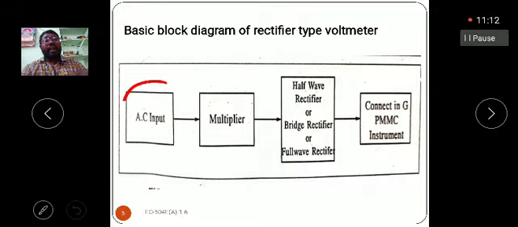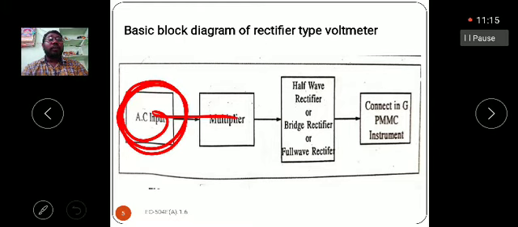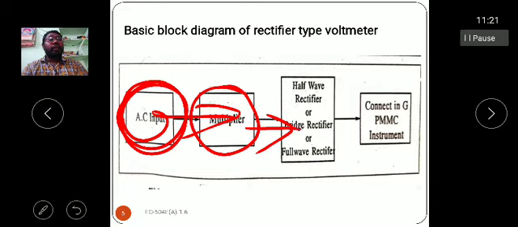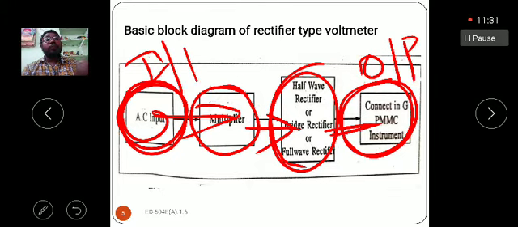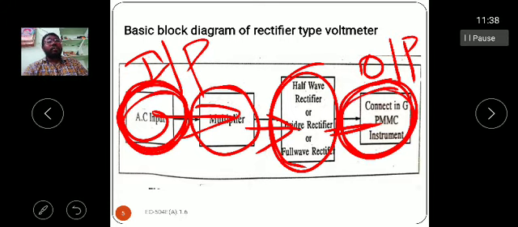The AC input is connected to the multiplier. The multiplier output is connected to the half wave, full wave or bridge rectifier, which is connected to the PMMC instrument. We give the input in the form of AC, and the output in the PMMC instrument is the deflection on the scale. That is not digital form, it is DC, direct current. That is the basic block diagram of the rectifier type voltmeter.